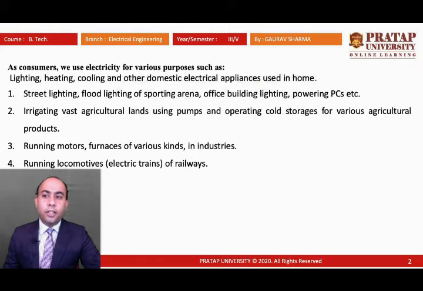As a consumer we use electricity for various purposes such as street lighting, flood lighting of sport arena, office building lighting, powering PCs, etc. Irrigation, agricultural land, pumps for operation of cold storage for various agriculture products. For these, we are using electricity as a consumer, including running motors, furnaces in industries, and running locomotives for railways. For all these things, we are using electricity as consumers.